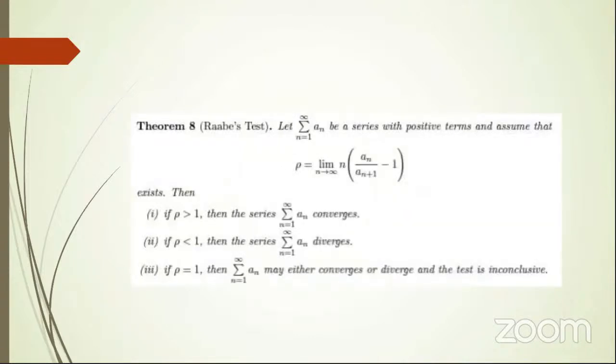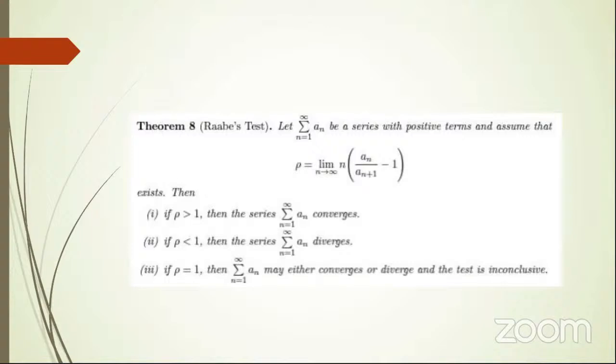Another test would be Raabe's test. Let me introduce first this. Given a series with positive terms and assuming that the limit exists, then if the limit is greater than 1, the series converges. And if the limit is less than 1, the series diverges. And if the limit is equal to 1, the series may either converge or diverge, and so the test would be inconclusive.